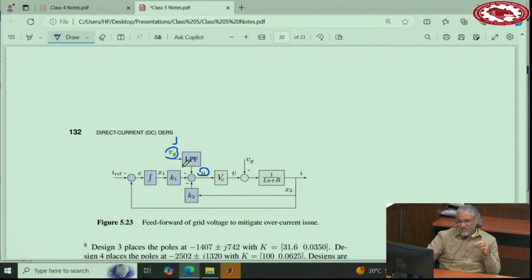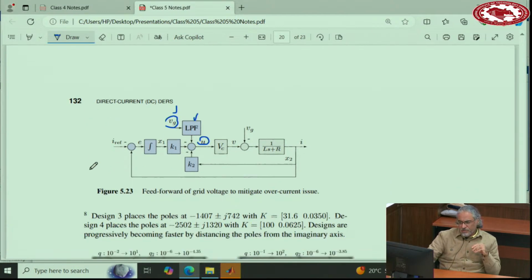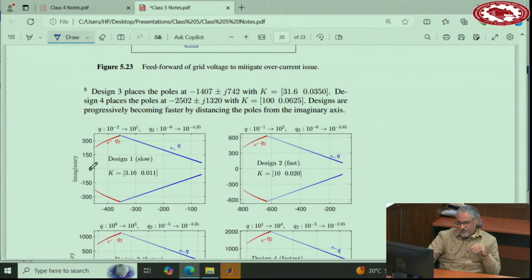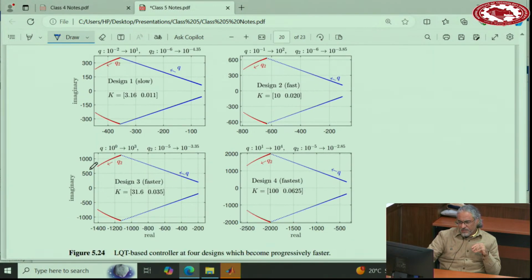Okay, got it? So this approach plus a sufficiently fast current controller together, for practical numbers of switching frequency, can work together to limit the current. Okay, so let me show you a few simulations in order to understand this. Let's consider these 4 designs: design 1, design 2, design 3, design 4. This is slow, this is fast, this is faster. This is really the fastest you can probably get at 4000 kilohertz.